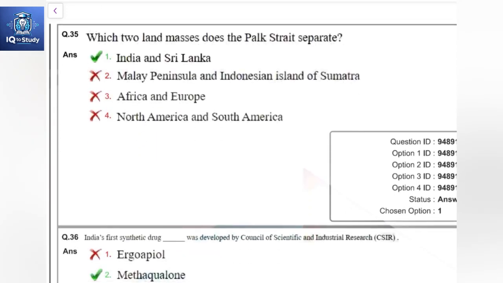Which two land masses does the Palk Strait separate? Palk Strait separates India and Sri Lanka. It connects Bay of Bengal in the northeast with the Gulf of Mannar in the southwest. The chain extends between Dhanushkodi on Pamban Island in Tamil Nadu and Mannar Island in Sri Lanka.